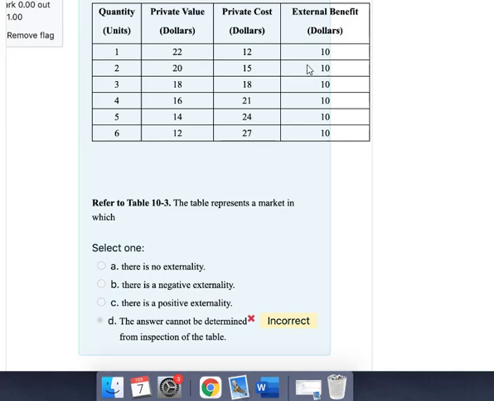Okay, so this one shows a private value and a private cost, a market in which, so we have an external benefit. We have equilibrium here at quantity 3, where price, private value, and private cost are equal. At equilibrium, there is an external benefit. That means there is a positive externality.